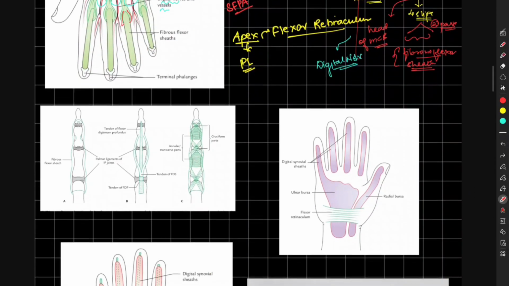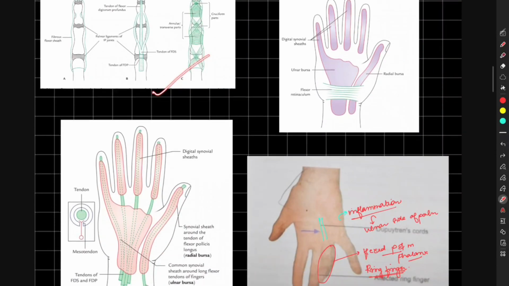the next topic which I have to cover is अपना digital synovial sheath and the ulnar and the radial bursa. ये इतना पूछा नहीं जाता, but it's important that you know what is your ulnar bursa, what is your radial bursa. ठीक है, छोटे छोटे से टॉपिक्स हैं और इसी वीडियो में हम कवर कर रहे हैं. ठीक है, so talking about the bursas.